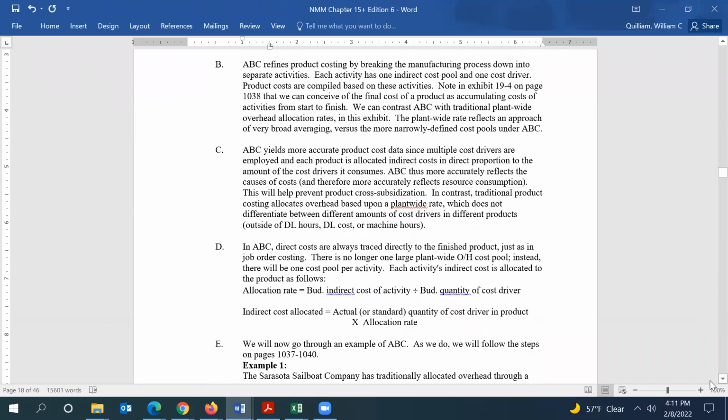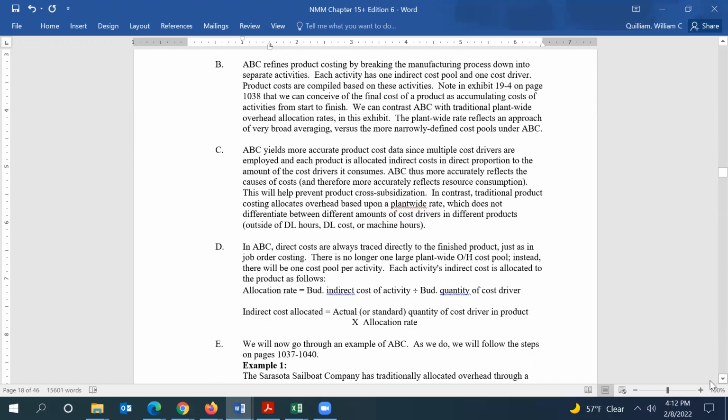Here in B, ABC refines product costing by breaking the manufacturing process down into separate activities. And each one is going to have one indirect cost pool and one cost driver. Product costs are compiled based on these activities. And instead of referring to the book, I will show you on the board in a moment how we can conceive that the final cost of a product is accumulating cost of activities from start to finish.